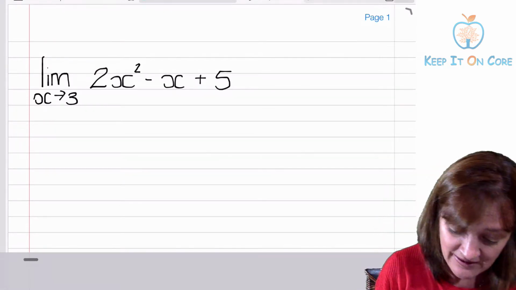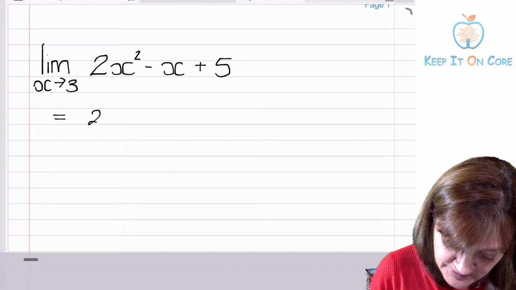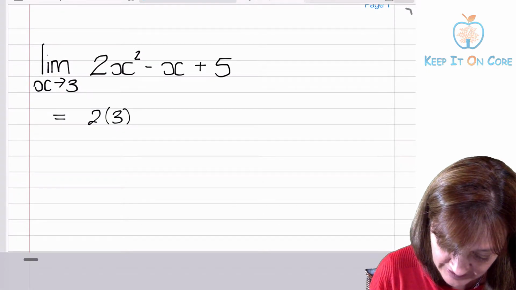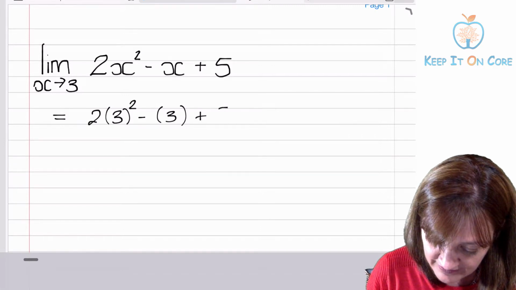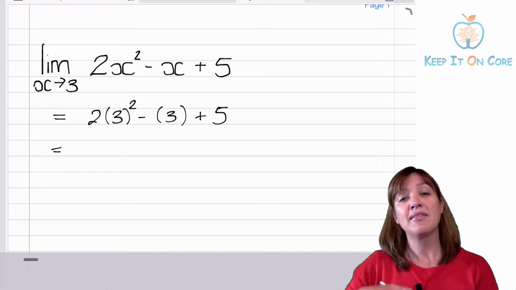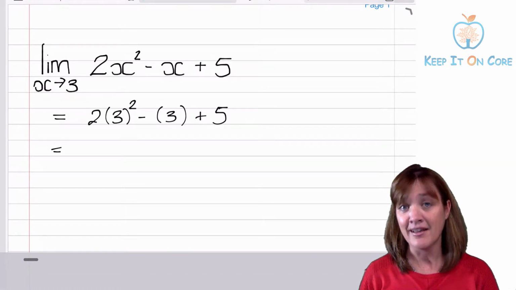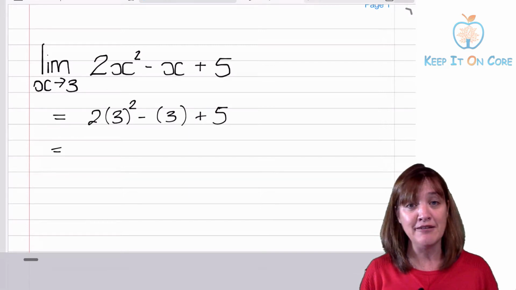And the way we do that is we say equals, and we substitute the value of 3 into the x's, all right? Now, in this particular example, by substituting 3 into my x's, am I getting something that's undefined? Okay, well, the answer to that is no, I'm not. It's going to work out perfectly fine.